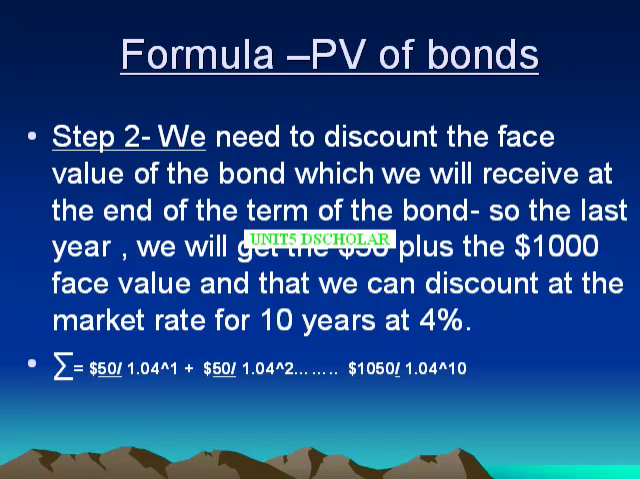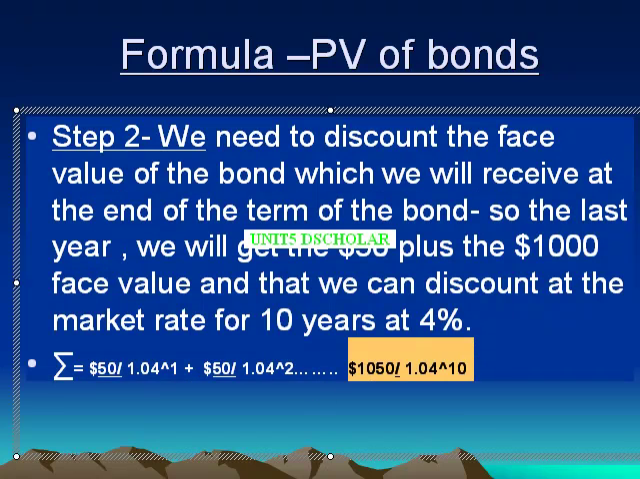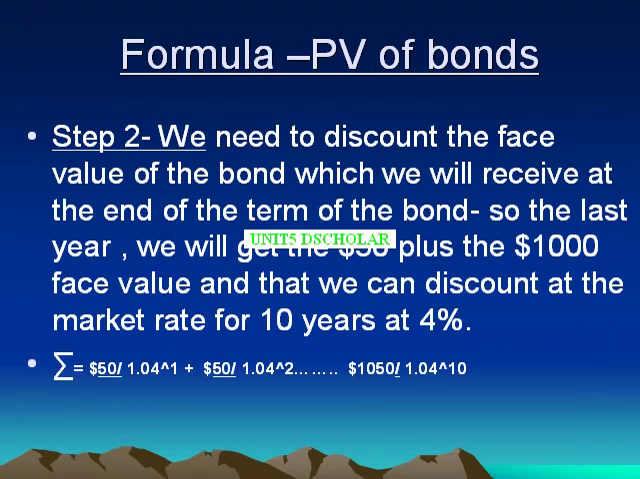Step 2, you need to discount the face value of the bond, which in the last year you're going to receive with the 1,050, and this is what you see right here. That's the 1,050 right here. So that's how you're going to do that.